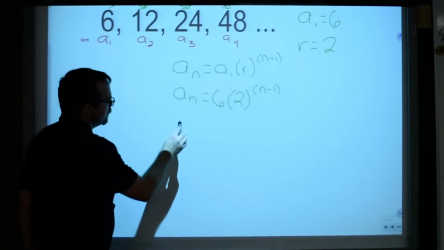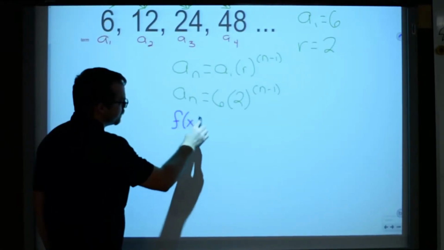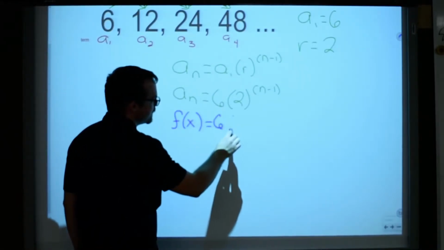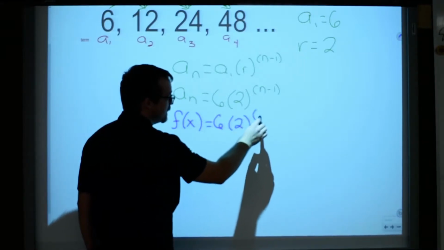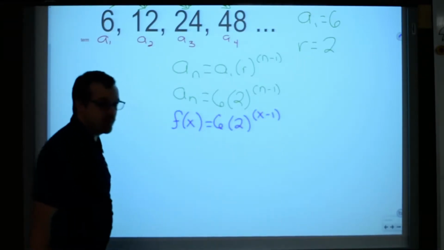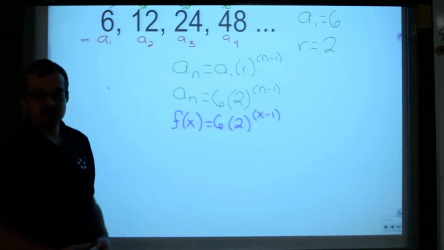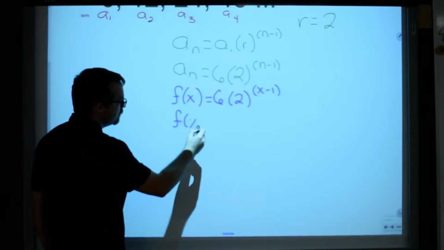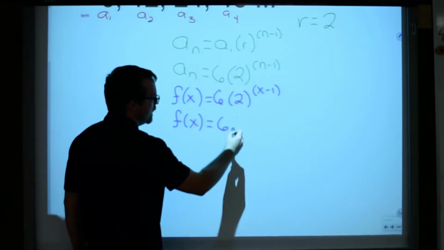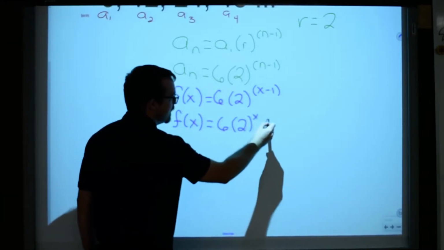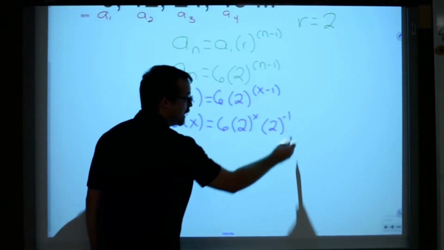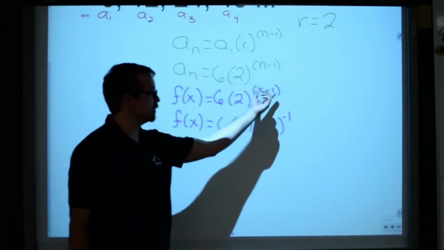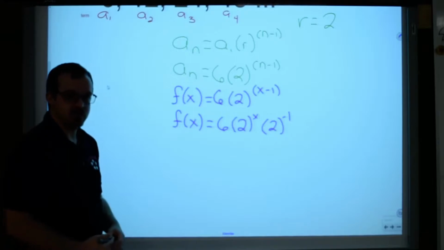All right, so again, we replace the a sub n with f of x equals 6 times 2 to the power of x minus 1. And remember, we don't want the minus 1 up there in that exponent, so we need to simplify this. So f of x is going to equal 6 times 2 to the power of x times 2 to the power of negative 1 is how we'll break this exponent out. And then we'll just keep simplifying.